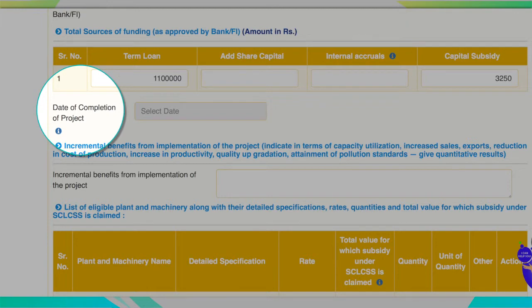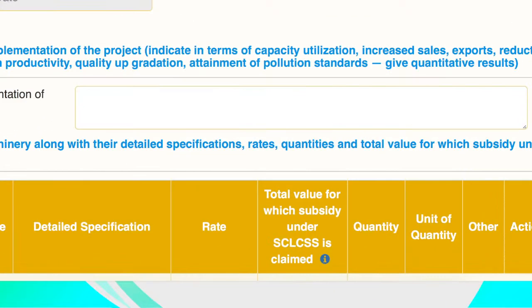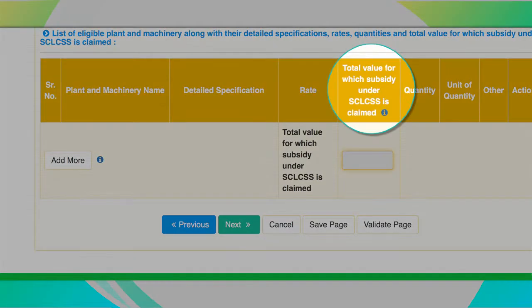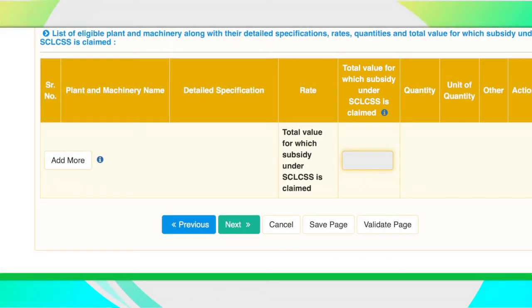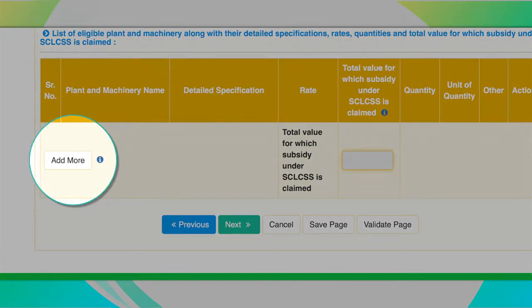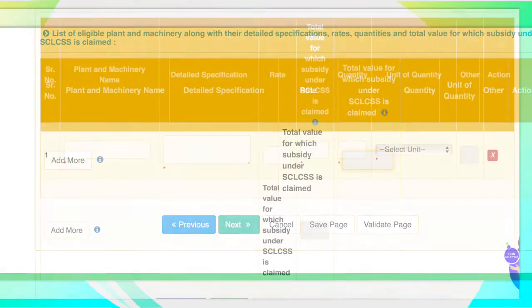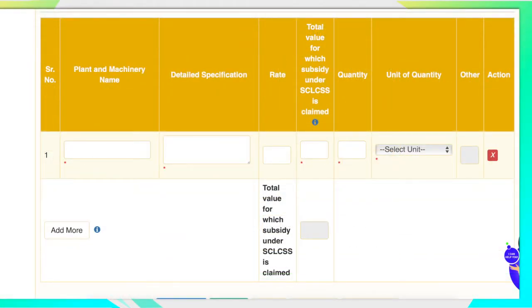Next, the applicant has to fill in the date by which the project will be complete. Total value for which subsidy is claimed. The applicant has to fill in the requisite value. Add more. This tab can be used by the applicant to add more machinery in case multiple machines are eligible for SCL/CSS subsidy.